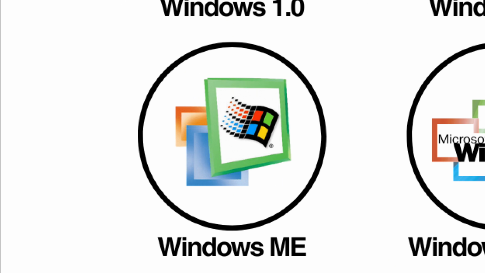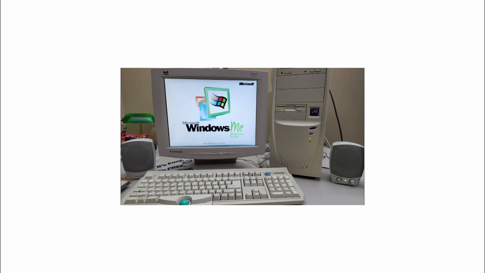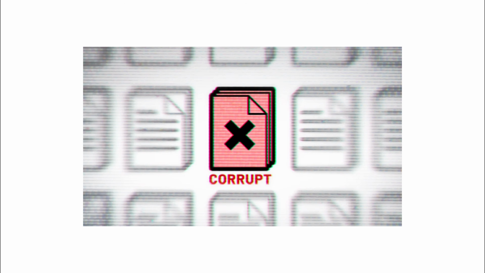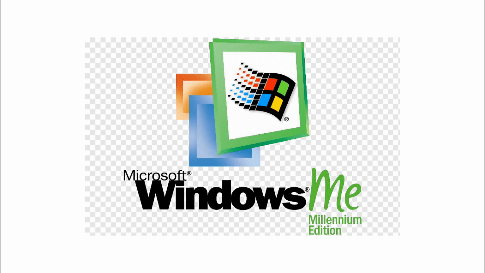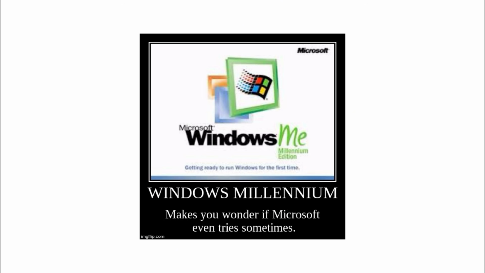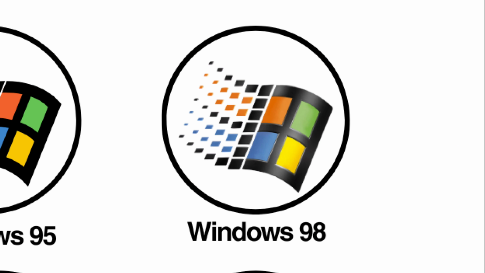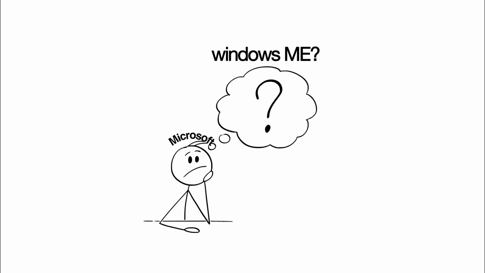Windows ME, or Millennium Edition, was Microsoft's attempt to send us into the new millennium with style. Instead, it sent us into the new millennium with frequent crashes and corrupted files. This version was so unstable that it became a meme before memes were really a thing. It was so bad that people willingly downgraded back to Windows 98. Microsoft itself pretended this version never existed.